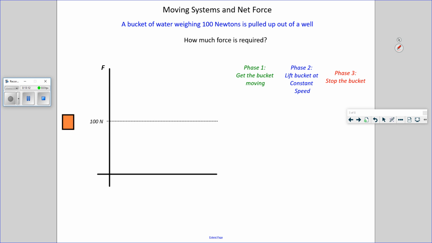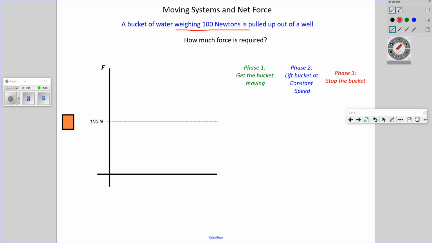We can apply the ideas of Newton's second law without getting really quantitative to a situation like this. You've got a bucket of water, it's down in the bottom of a well, and you need to pull it up out of the well with a rope, obviously. It's a well. And I'm going to talk about three phases here. Phase one, we get this object moving. Phase two, we keep it moving at a constant speed. Phase three, it gets to the top and we stop. Now, the bucket of water weighs 100 newtons.